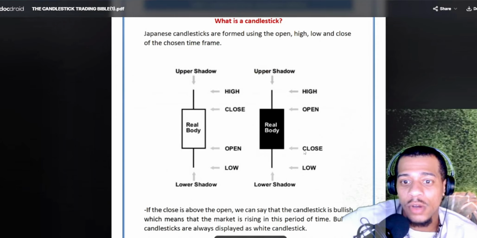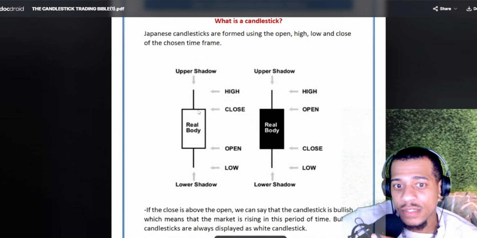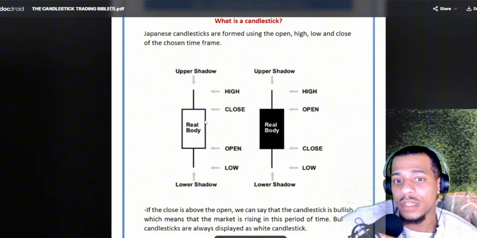All right, so like we talked about, it's going to tell you the upper shadow. That's what they call wicks, but they, the body, right? For an upper shadow, that's just going to be.